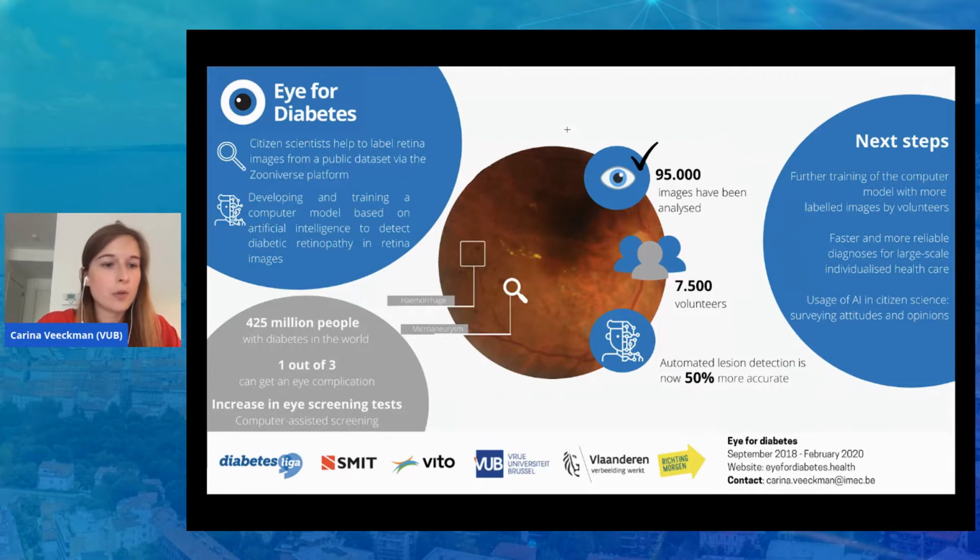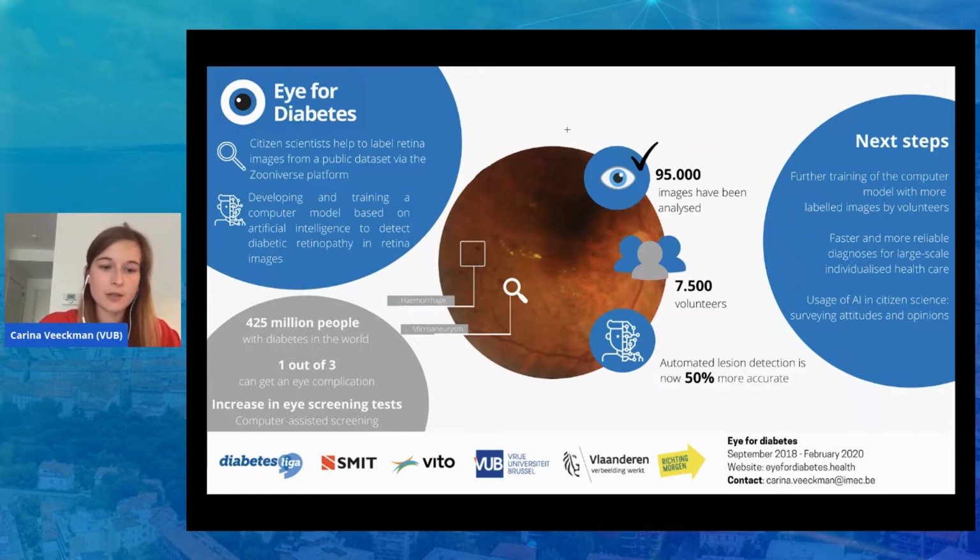So for those who don't know what diabetic retinopathy is, it is a complication that diabetes patients have in the eyes, which affects the eye and can cause fatal blindness. To give some context, worldwide there are now 425 million people who are diagnosed with diabetes, and 1 out of 3 of them can get an eye complication. National health services are doing a lot of awareness raising right now and stimulate diabetes patients to go for a regular eye screening once a year.